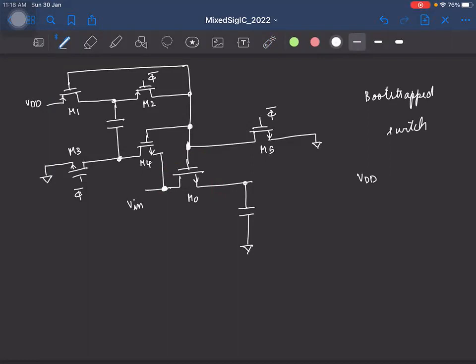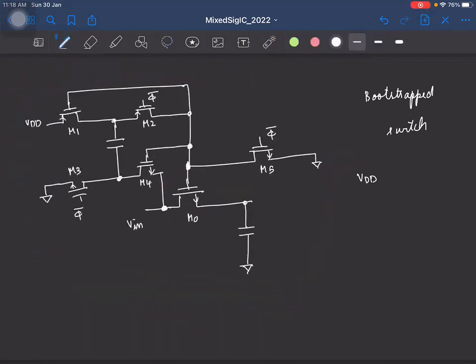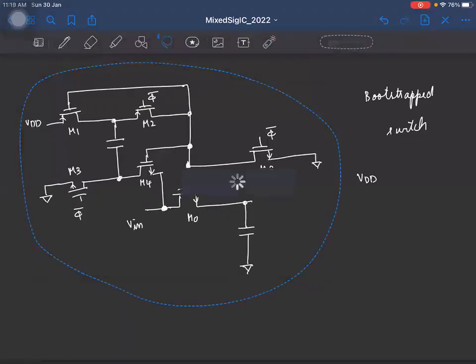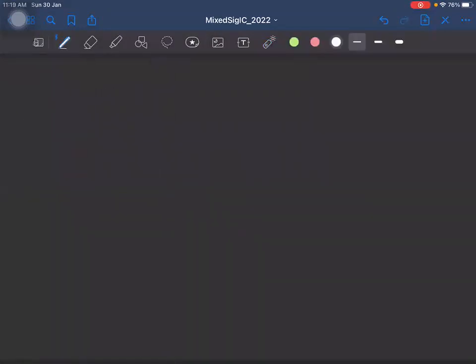And this is the bootstrap switch that is used very commonly recently. Okay, so in most of the designs which require a high linearity, this is the switch that is used. Okay. So there is another variant which was used earlier. So let me just explain that also for the sake of completeness. So first let me copy paste this. Let me say variant 2.